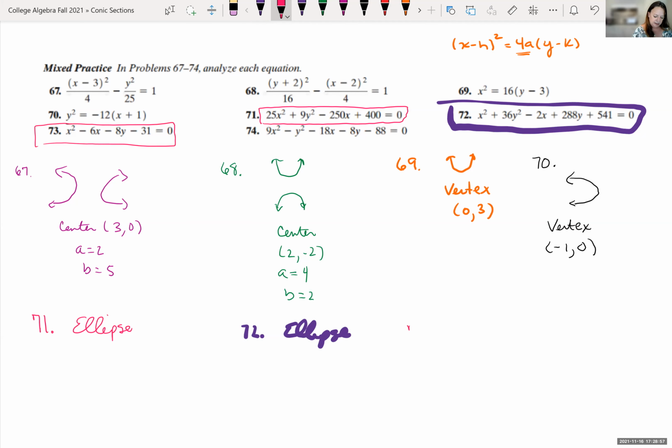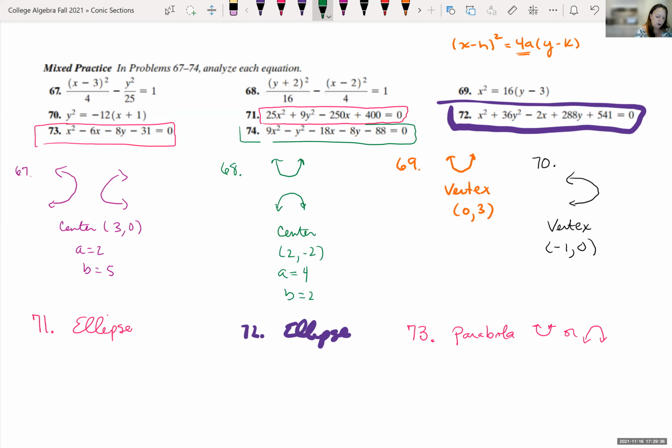73. Notice in 73, we have x squared minus 6x minus 8y minus 31 equals 0. Notice there's no y squared term in there. It's just an x squared term. So that clues me in that it's a parabola, and it's the x that's squared, so it's a parabola facing either up or down. If I put that in standard form, I would then be able to tell which way it was facing.